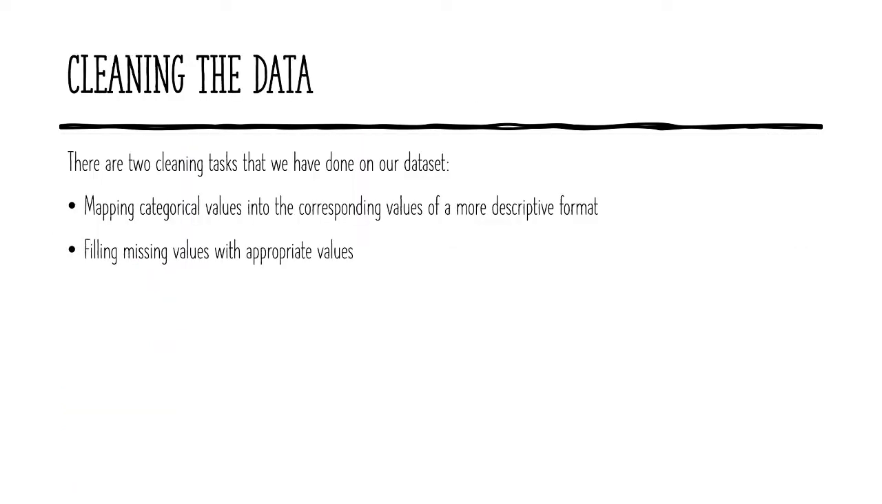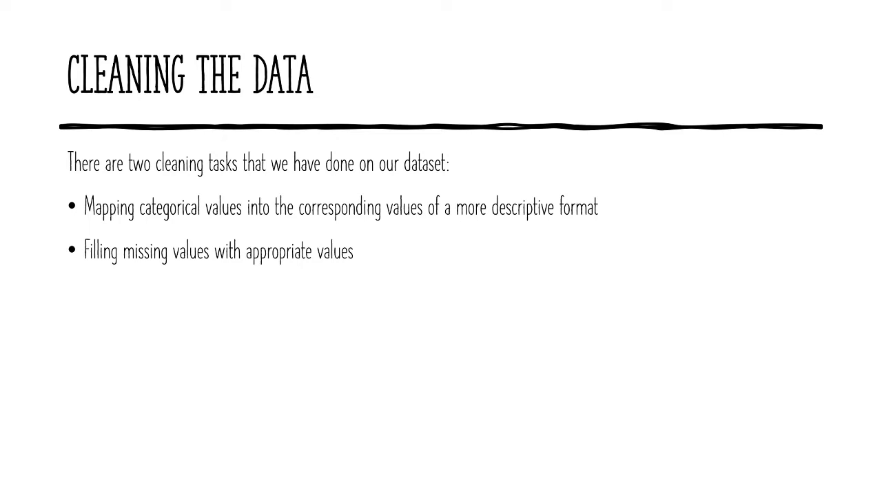So the next step is cleaning the data. After viewing the data set, we identified the data types that each column belongs to, and we identified the columns that have missing values. Now we can do some cleaning, and there are two main cleaning tasks that we have done on our data set. First, we map categorical values into their corresponding values of a more descriptive format.